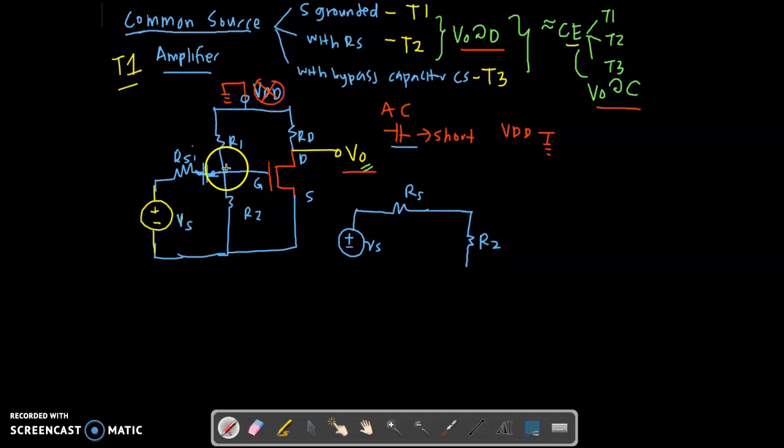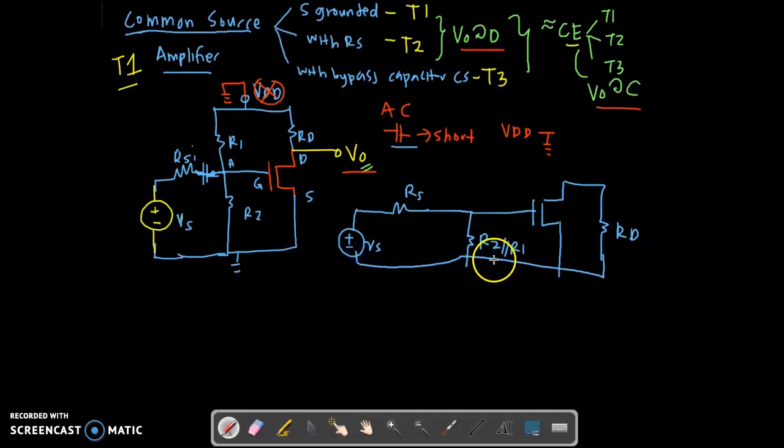So your R1 will be connected from point A to ground. Same with R2, it will be connected from A to ground. So you can say R2 is parallel to R1. This will be your MOSFET, and then your source is directly grounded. What will happen at your drain? Your drain is connected to your RD and then goes to ground. So the total here will be grounded. Now let's look at the V out. Your V out will be connected to your drain. This is what we call the AC equivalent for your common source amplifier.